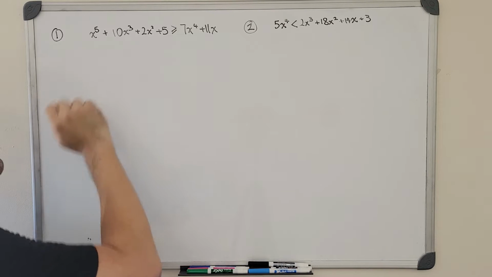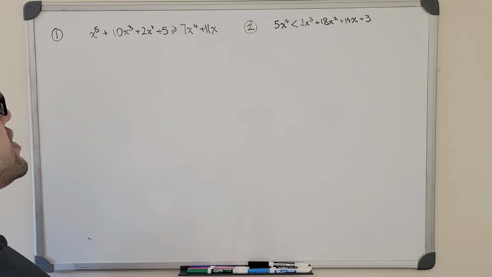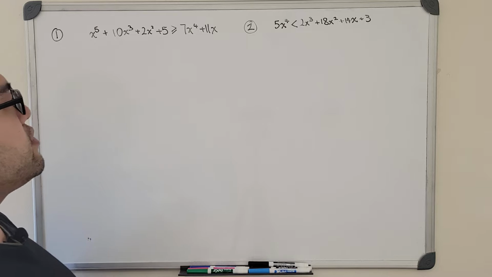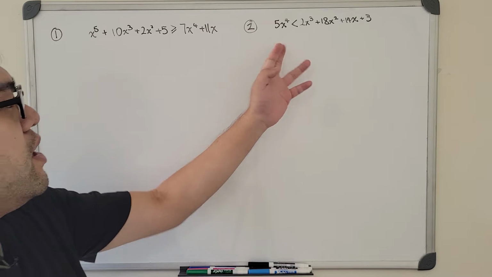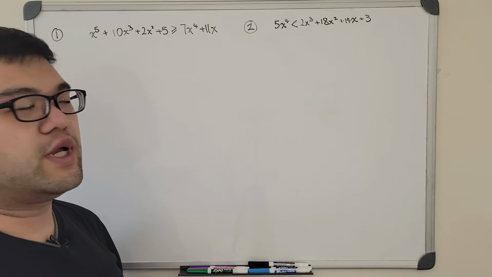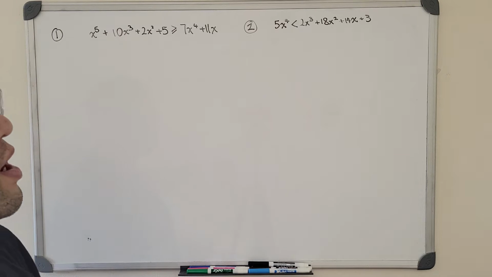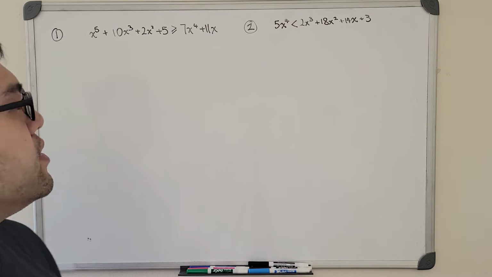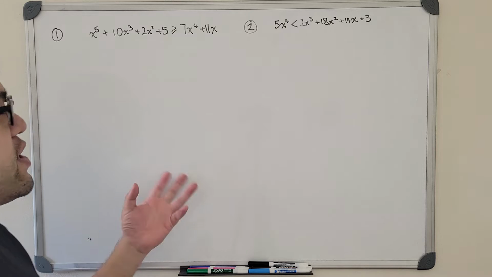First one, we have x to the fifth power plus 10x cubed plus 2x squared plus 5, which is greater than or equal to 7x to the fourth power plus 11x. The second problem says 5x to the fourth power is strictly less than 2x cubed plus 18x squared plus 14x plus 3. Okay, so before we move on to the solutions, you can pause the video and try yourself.